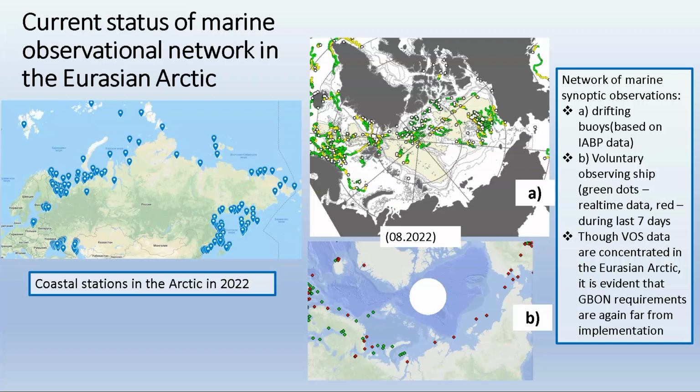On the bottom you can see the density of voluntary observing ship observations, and this pattern is opposite to the buoys. Most of the observations are along the Northern Sea Route, and practically no observations are in the Canadian sector, but again the density of observations is far from optimal.